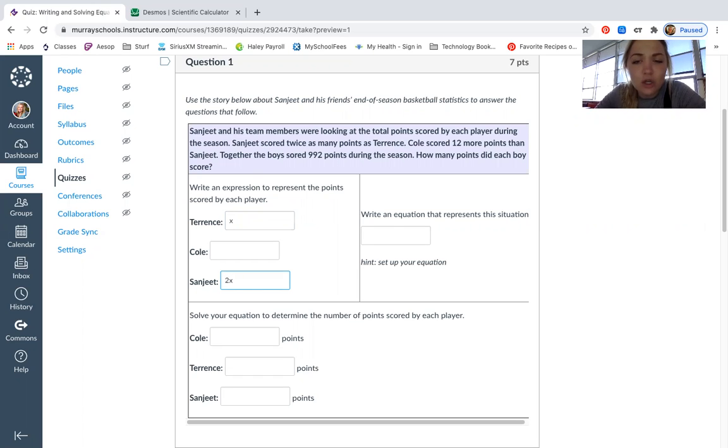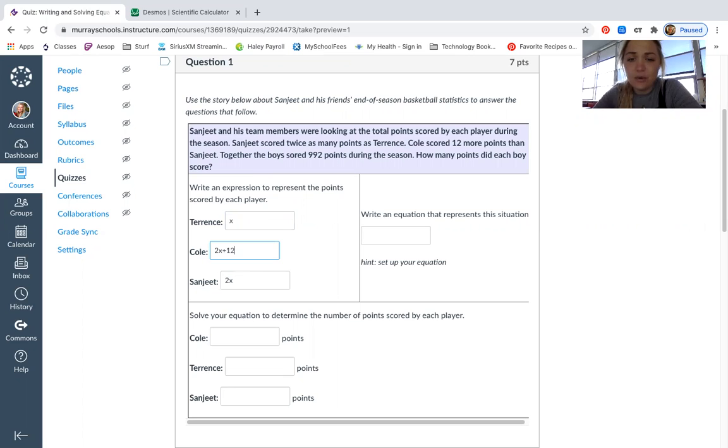Then remember, Cole got 12 more points than Sanjeet. Now 12 more is not doubling, that is adding 12 to whatever Sanjeet had. So I'll say we have Sanjeet's plus 12 more.